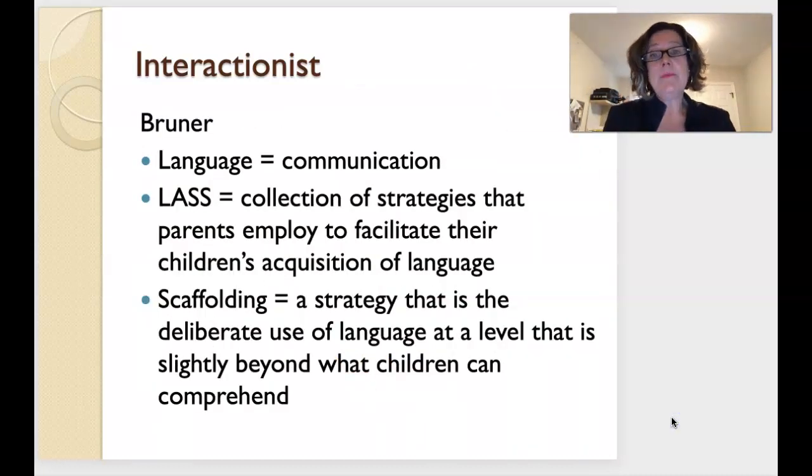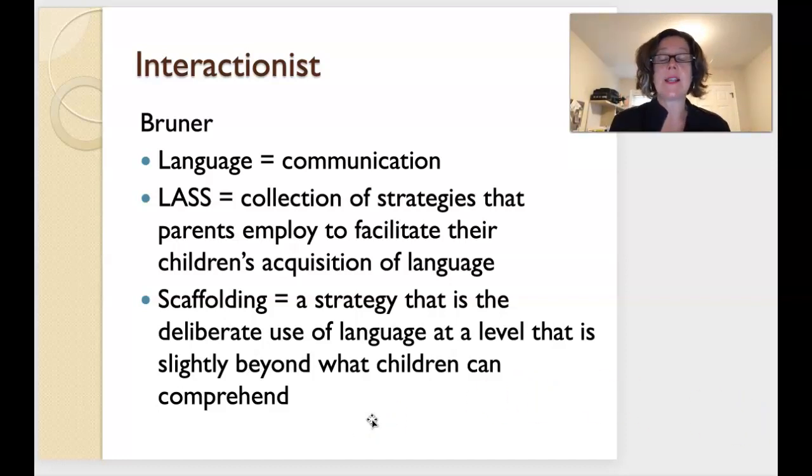Basically, Bruner says language is developed and acquired because we are hardwired to communicate. And that's how and why we learn the language. There's the concept of LASS. This is a collection of strategies that parents employ to facilitate their children's acquisition of language. It's basically a language acquisition support system. This is where parents, teachers, and adults bring in these strategies to help the child learn the language.